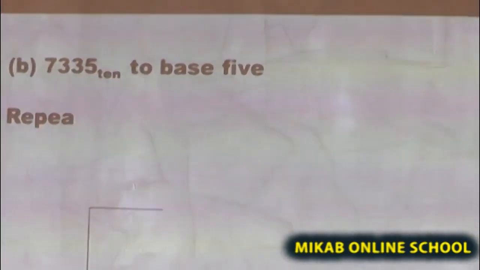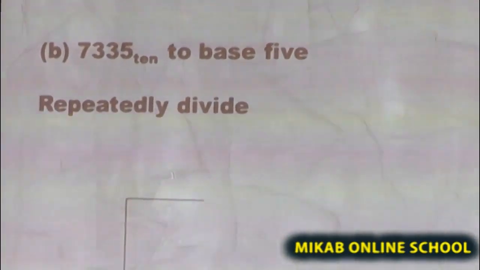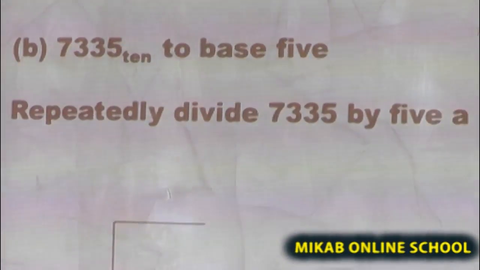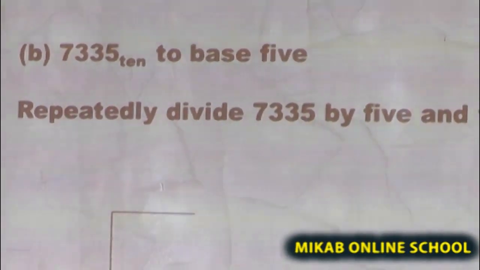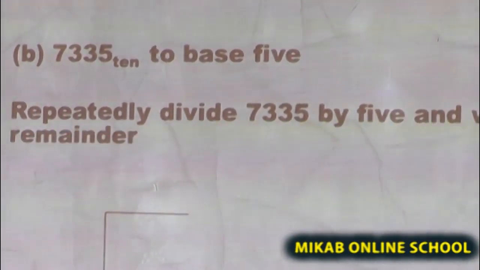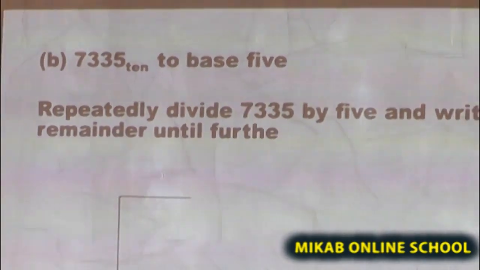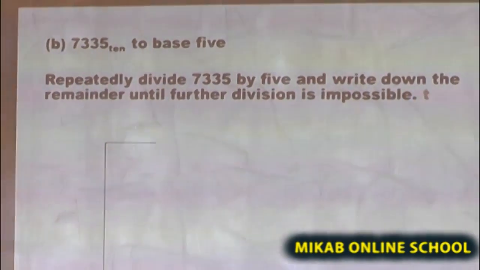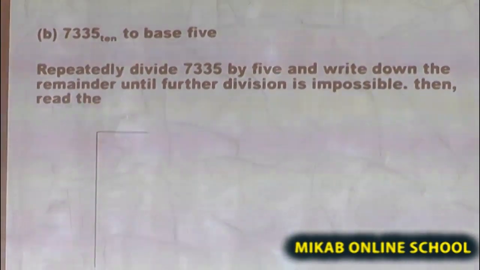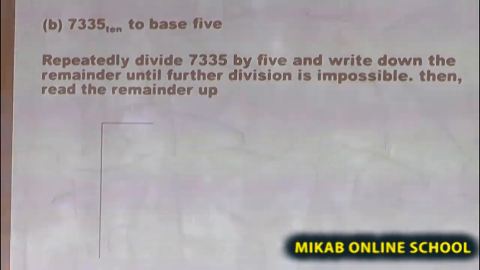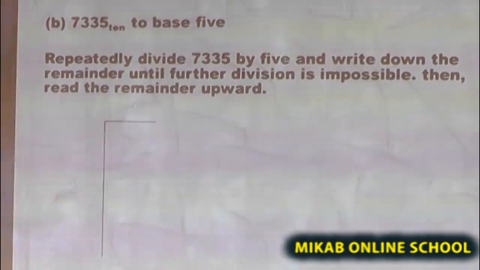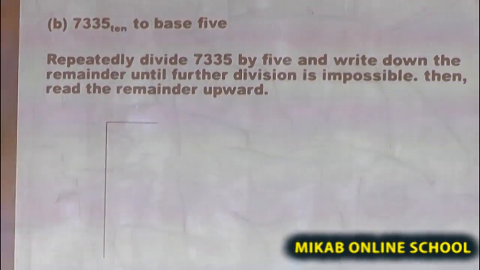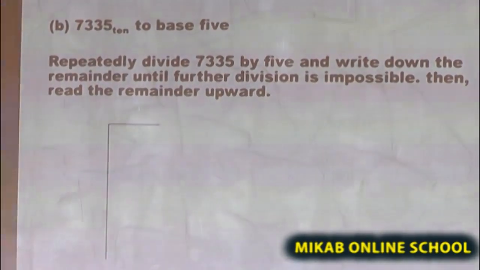Now, 7335 base 10 to base 5. Remember what I did earlier? I used the expansion method and the repeated multiplication method to convert from other bases to base 10. Now I'm converting from base 10 to base 5. When converting from base 10 to any base at all, you take that base 10 number you have and keep dividing it by the base you want to change into.